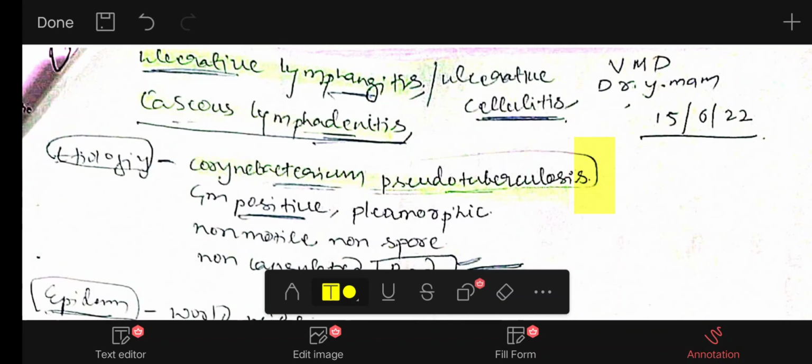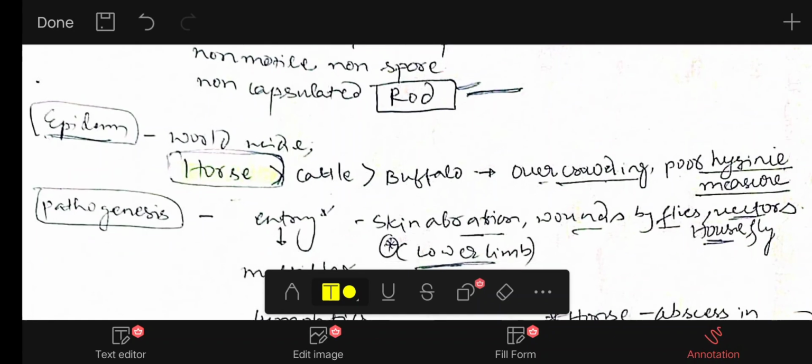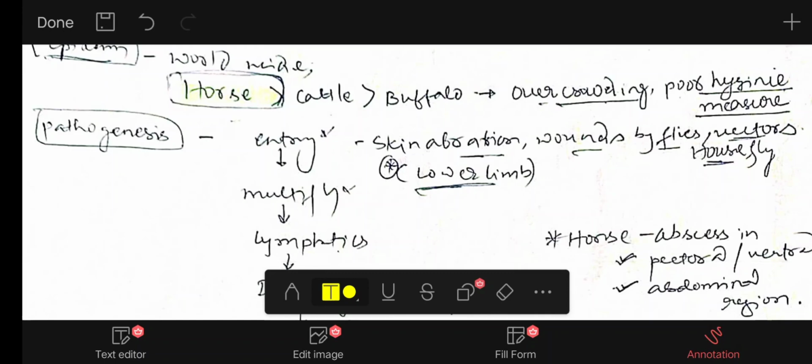Now, let us look at the etiology of the disease. The disease is caused by Corynebacterium pseudotuberculosis, which is a gram-positive, pleomorphic, non-motile, non-spore-forming, non-capsulated rod. This disease occurs all over the world, and the more susceptible animal is the horse, comparatively more than cattle and buffalo. That may be because of overcrowding and poor hygiene measures.